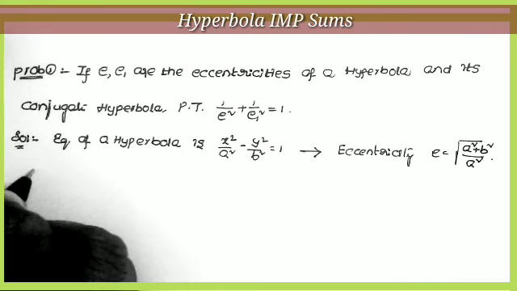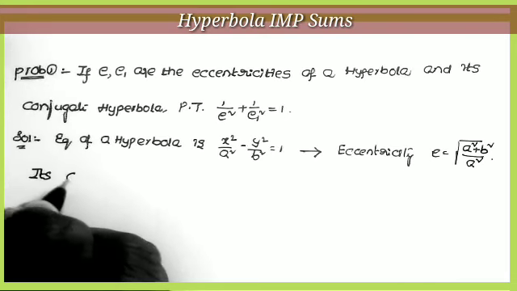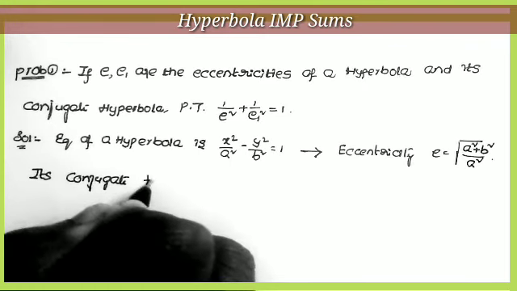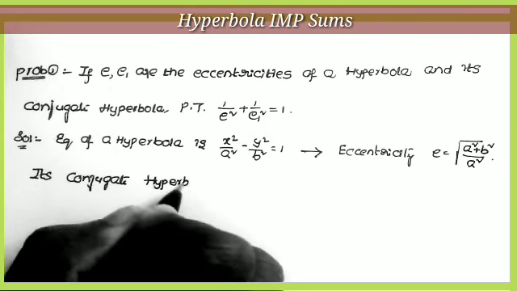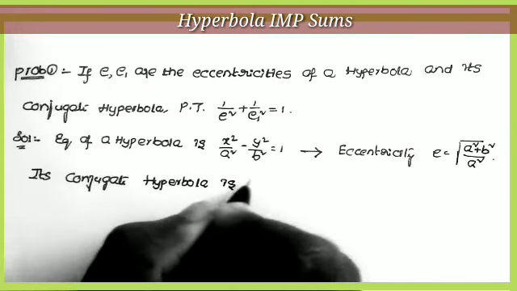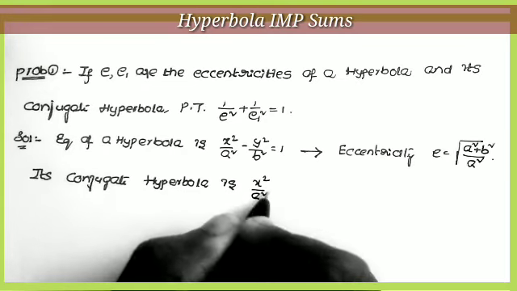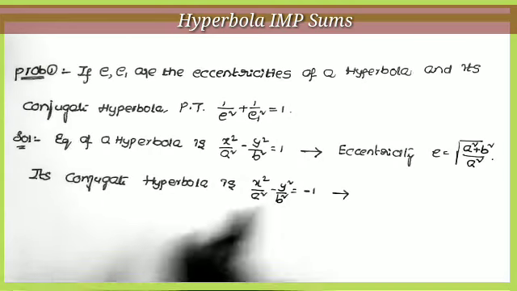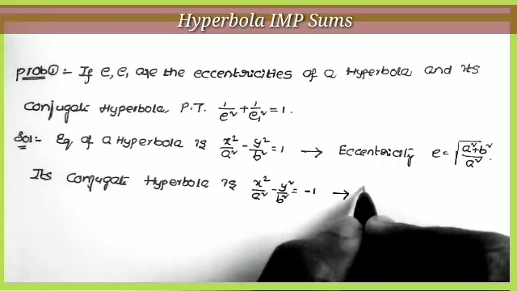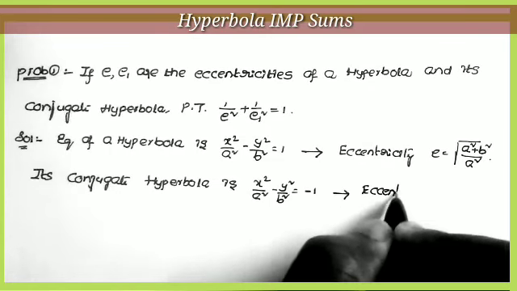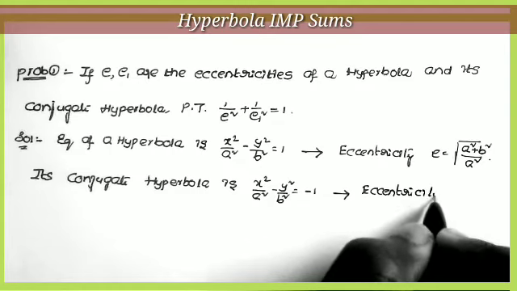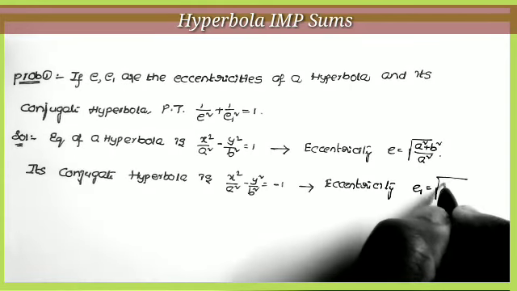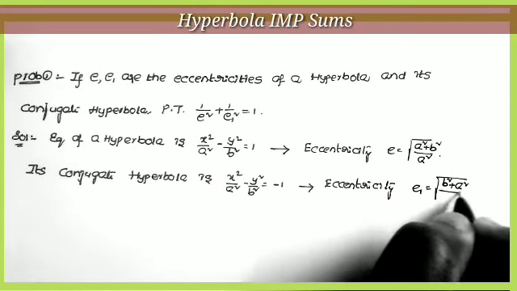Now I am writing its conjugate hyperbola. At the RHS you have to take the minus sign, that is x square by a square minus y square by b square is equal to minus 1. Now, e1 is the eccentricity of this hyperbola. What is the formula for the eccentricity of the conjugate hyperbola? e1 is equal to square root of b square plus a square by b square.